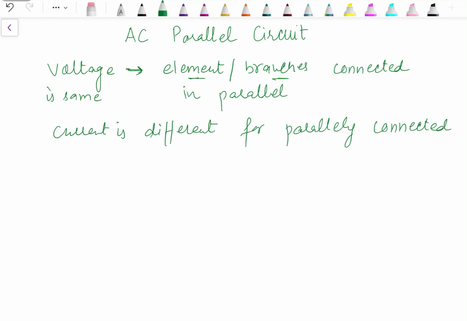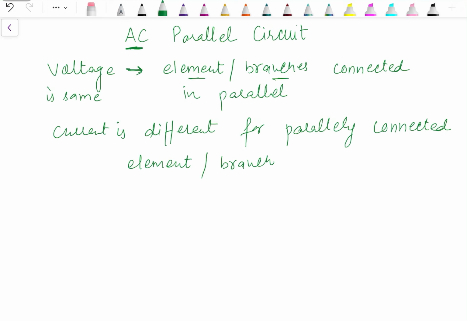If we are having only a single element like a resistance or an inductance or capacitance, then we can say we have a single element connected in one branch, or we can have the series combination of circuit elements and then they are connected in parallel. So basically in case of parallel circuits, we have to study how the current is getting divided. Now when it is an AC circuit, we have to consider all the currents and voltages as phasor quantities.